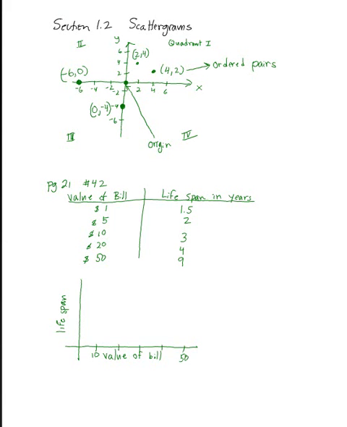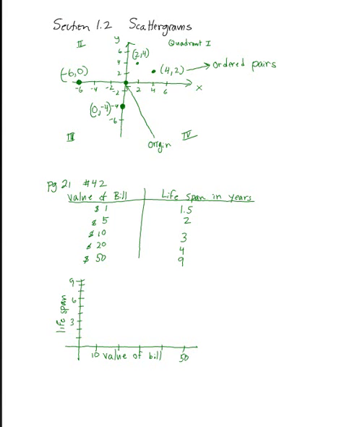On my lifespan axis, on my y-axis, I've got to go from 1.5 to 9. I guess I can label those by ones: 1, 2, 3, 4, 5, 6, 7, 8, 9. And I don't have to mark all of them, just enough so that the reader has an idea of what the scale is. So I'm just going to mark 3, 6, and 9.